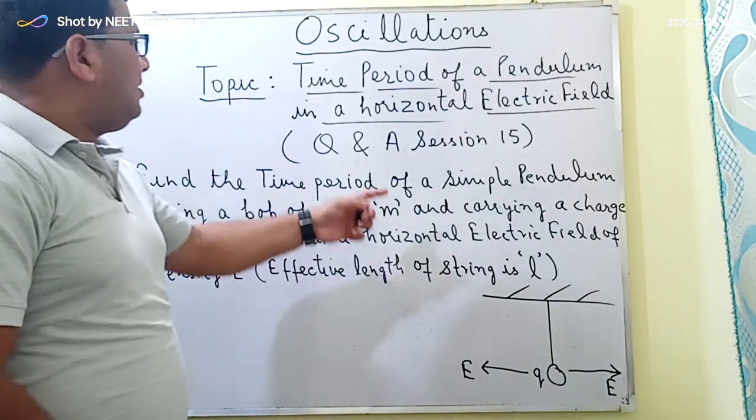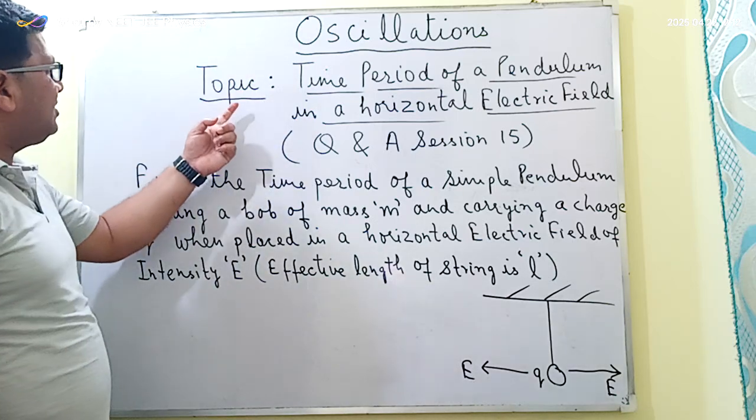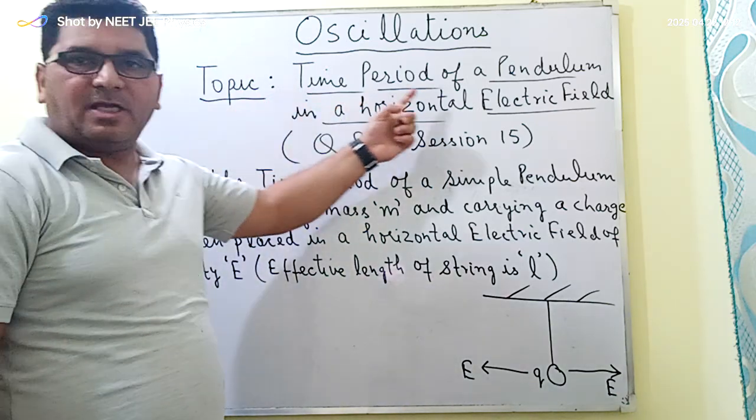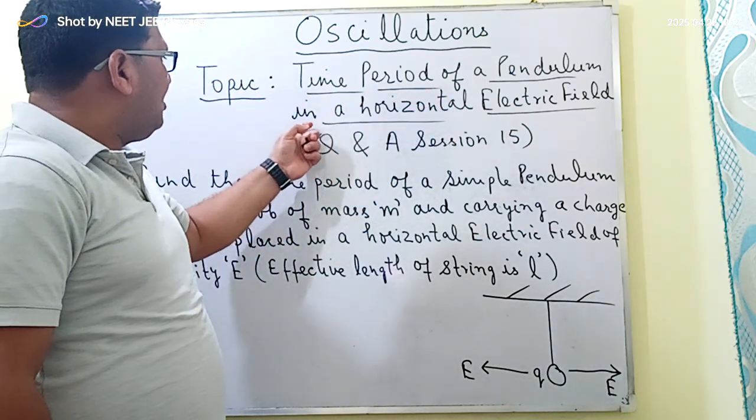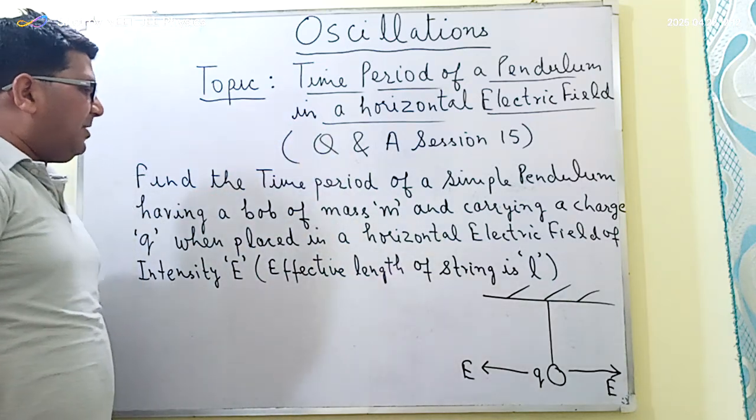Good morning everyone and welcome to the Q&A session 15 from the chapter of oscillations. The topic is the calculation of time period of a simple pendulum when placed in a horizontal electric field.